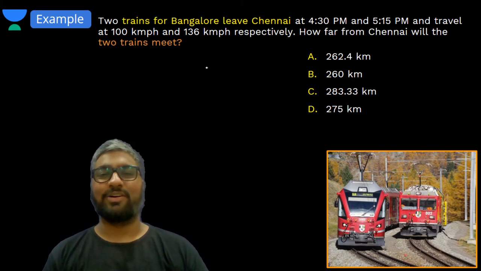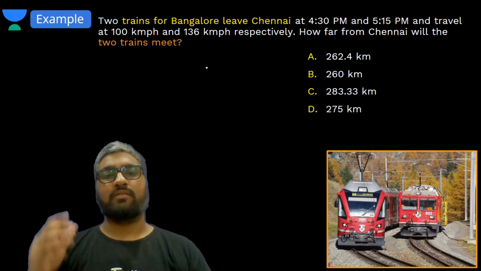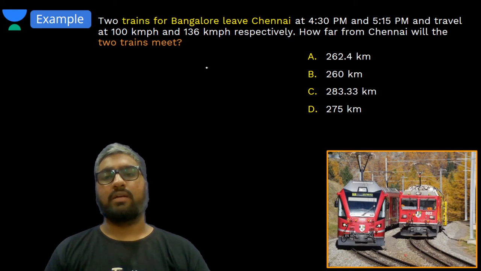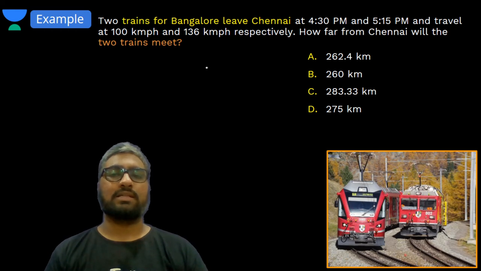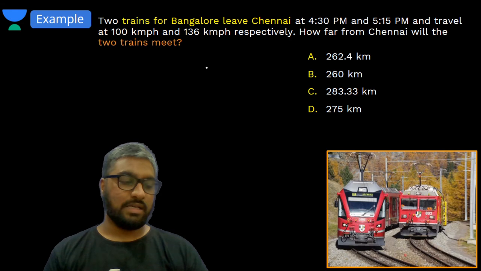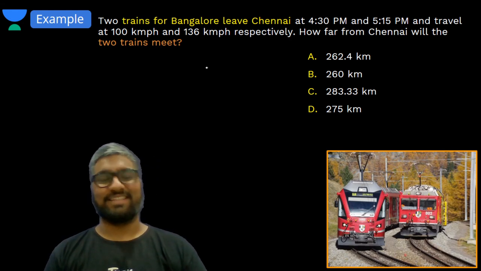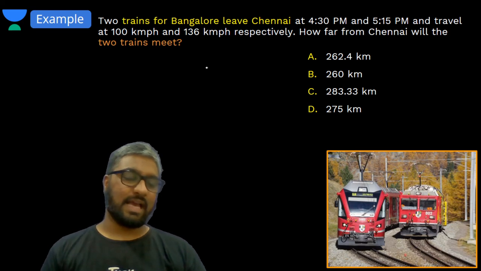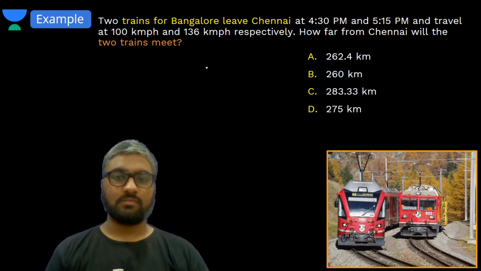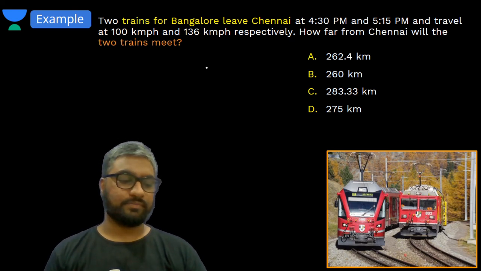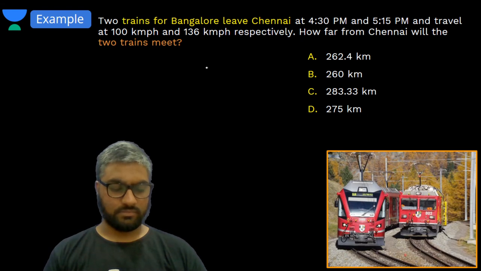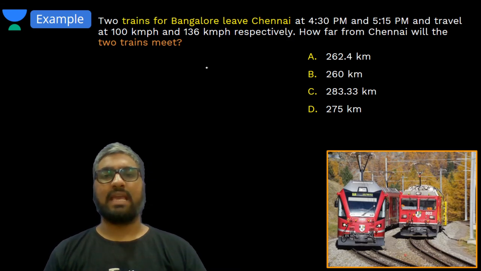Yeah, guys, it's no longer getting stuck now. So two trains leave from Chennai to Bangalore, right? One at 4:30, one at 5:15. One travels at 100, another travels at 136. How far from Chennai will the two trains meet? Yes. So Vibhor had given an answer earlier, but then he's changed it. Do you guys have an answer here? What's the logic here, guys? Balram says A. A is the answer.